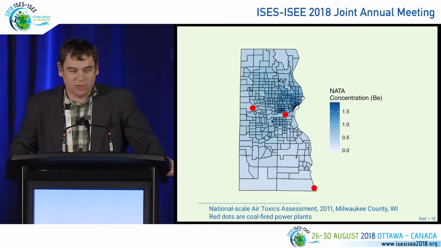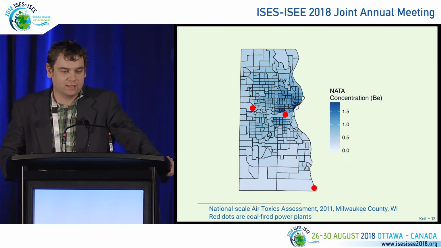So this is a map of Milwaukee County. The 3 dots in red are the 3 coal-fired power plants. You can see one is right smack dab in the middle of Milwaukee. And the sliding scale of color is beryllium concentration. And again, these are NATA data, so this is annual mean exposure for the census tract level.